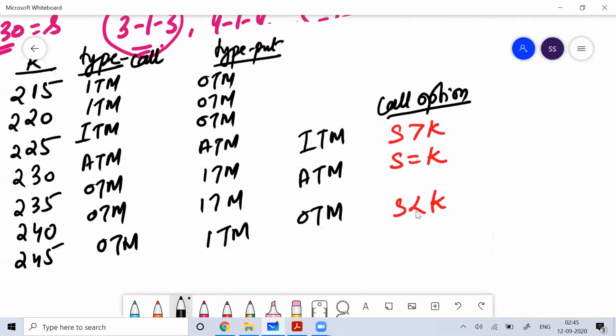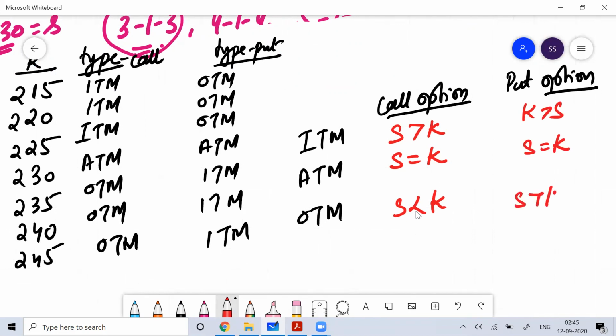Similarly for the put option, we say in the money when K is more than S, at the money when S is equal to K, and out of the money when S is more than K. You need to understand this part. Whenever you see the payoff outcome, an option contract holder will always exercise the option contract if it is expiring in the money.